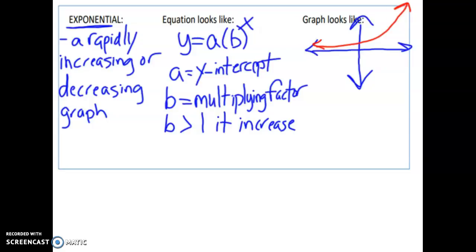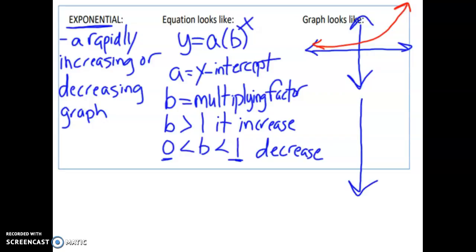Okay? Now, we can't have a negative multiplying factor because that would totally change things up for what we're trying to do in this class. We're going to keep it positive, but we're going to keep it between 0 and 1. So when I write that, that should look familiar. This is greater than 0, but less than 1. So between 0 and 1, and this will cause it to decrease. And what do I mean by that? Well, if I drew a quick sketch of it, that's a pretty bad graph, but that's okay.